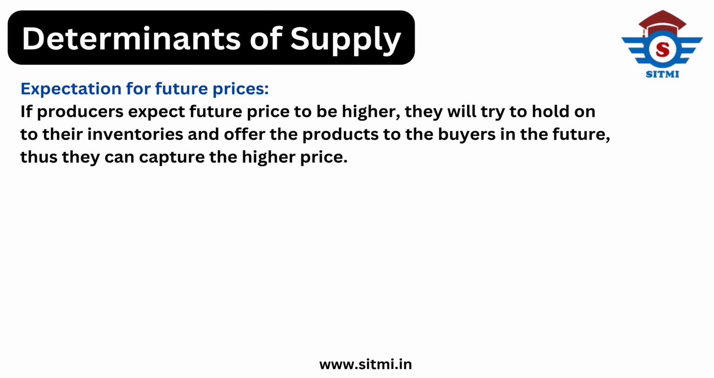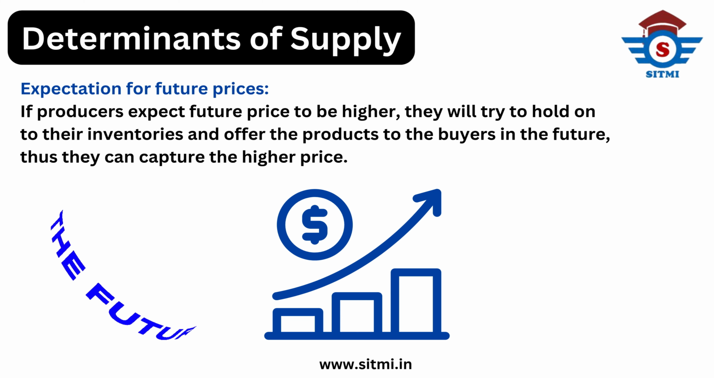The next factor is expectations about future prices. This talks about how, if a producer or a particular firm expects that the future prices of that particular product will be higher, then they will try to hold their inventories and offer that inventory or product to the buyers in the future to gain better prices or better benefits, and that also has a direct impact on the supply of a product in the market.